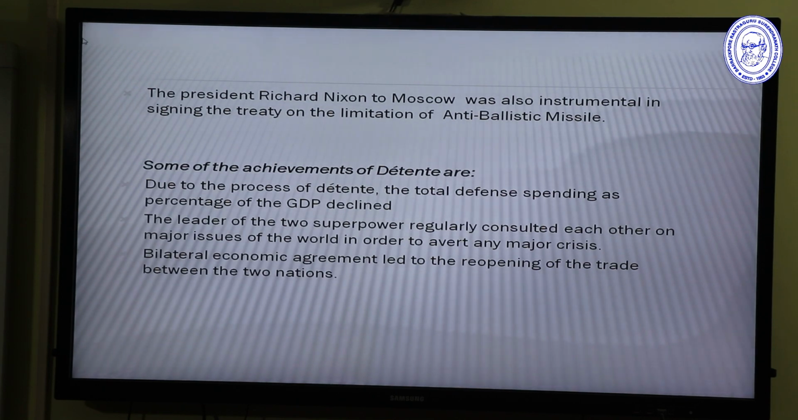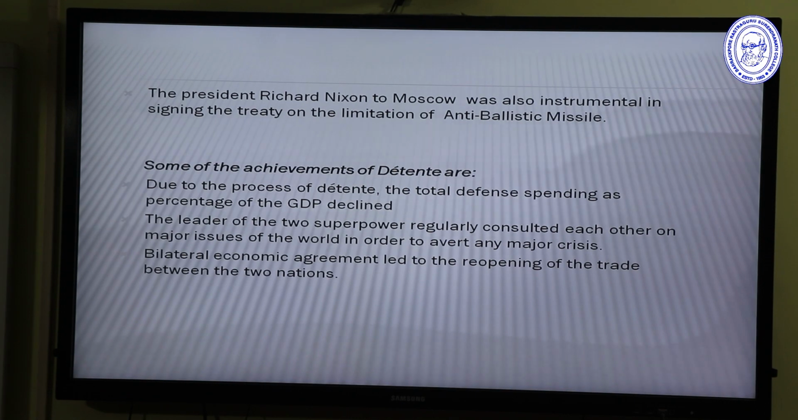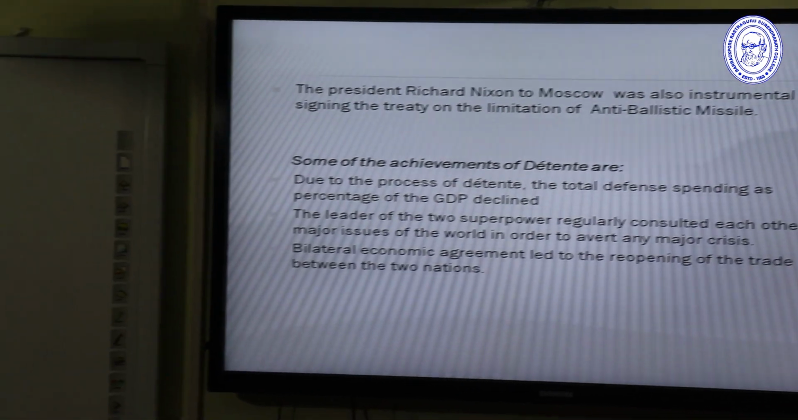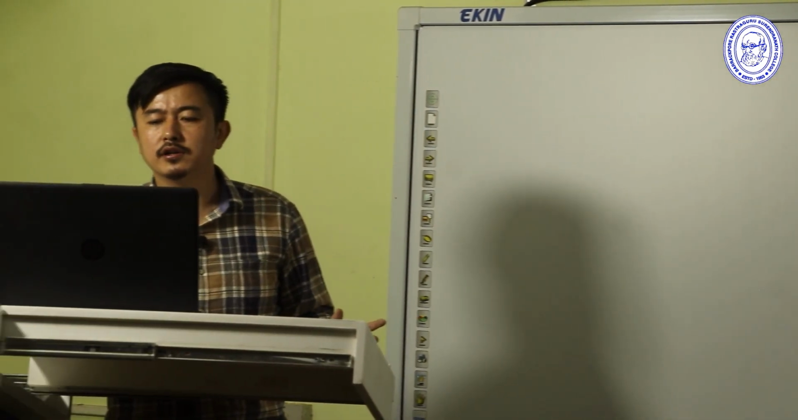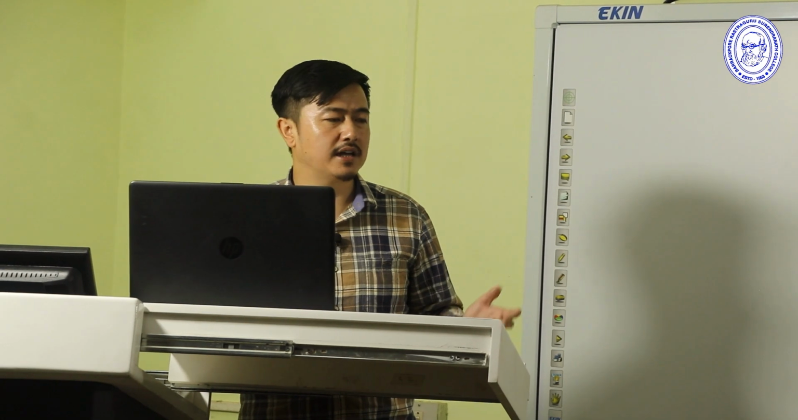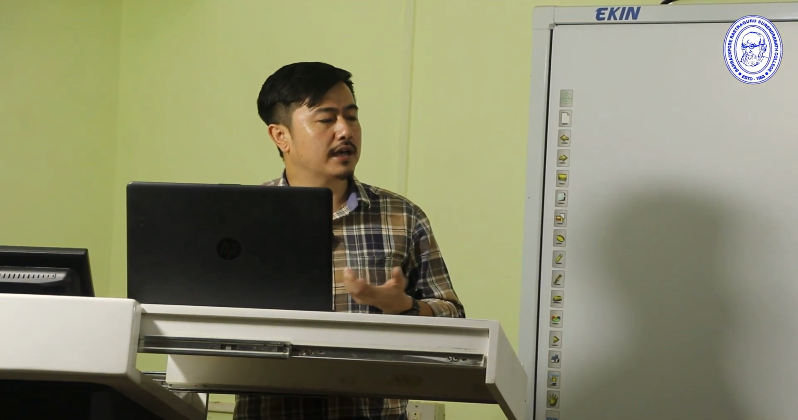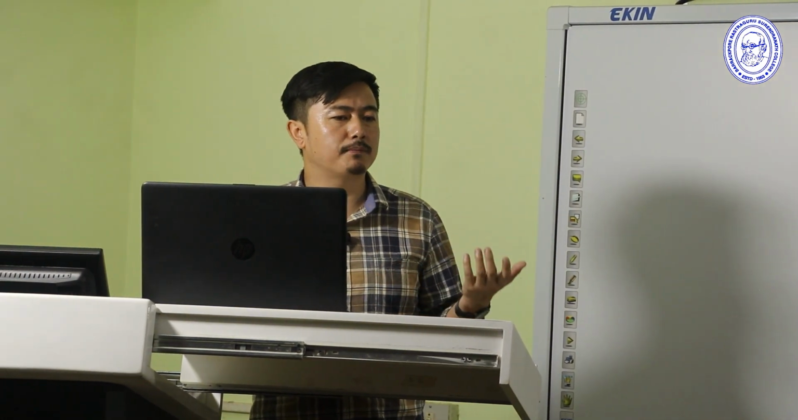Due to the process of detente, the total defense spending as a percentage of GDP declined. Meaning, I said that till 1962 the expenditure on defense was quite huge from both sides. That declined drastically. The leaders of the two superpowers regularly consulted each other on major crises of the world in order to avoid any major crisis. That means we can say there was transparency between the two superpowers.